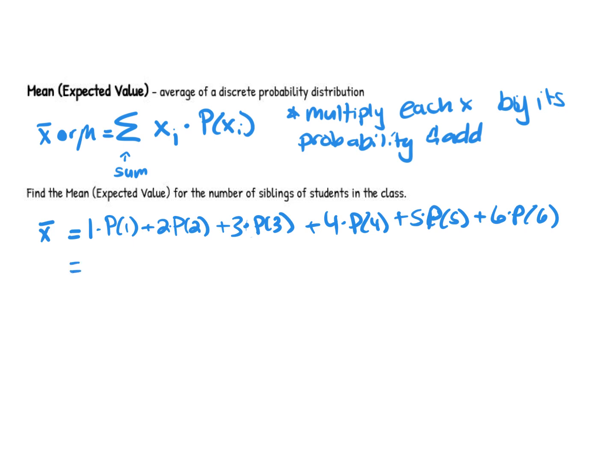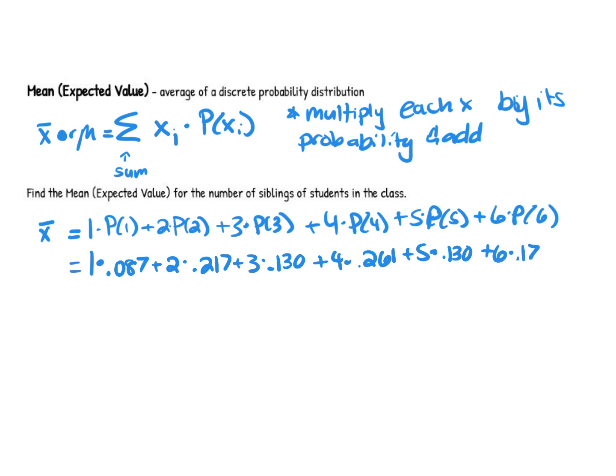Okay, so we get 1 times 0.087 plus 2 times 0.217 plus 3 times 0.130 plus 4 times 0.261 plus 5 times 0.130 plus 6 times 0.174, which equals 3.649. So the average number of siblings of the students in the class is 3.649.